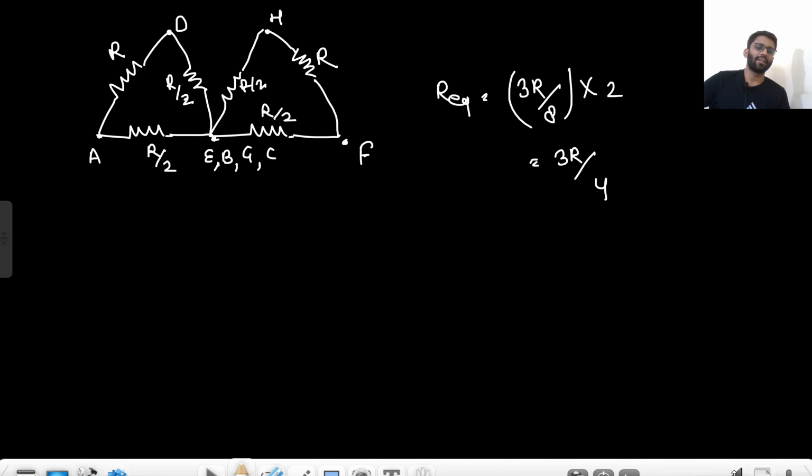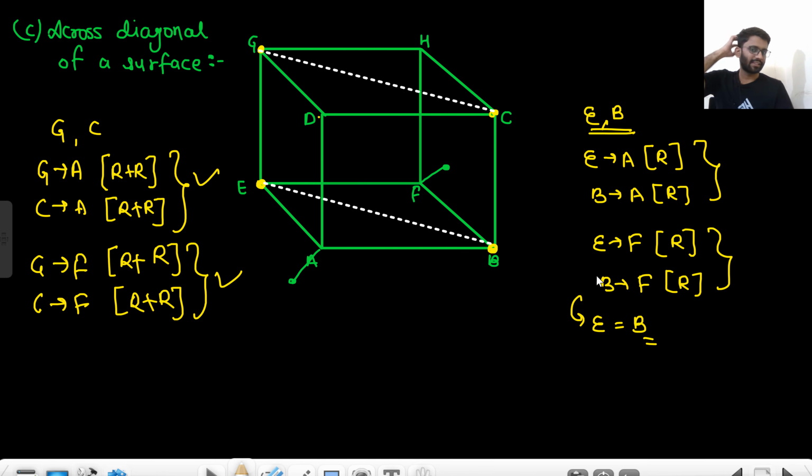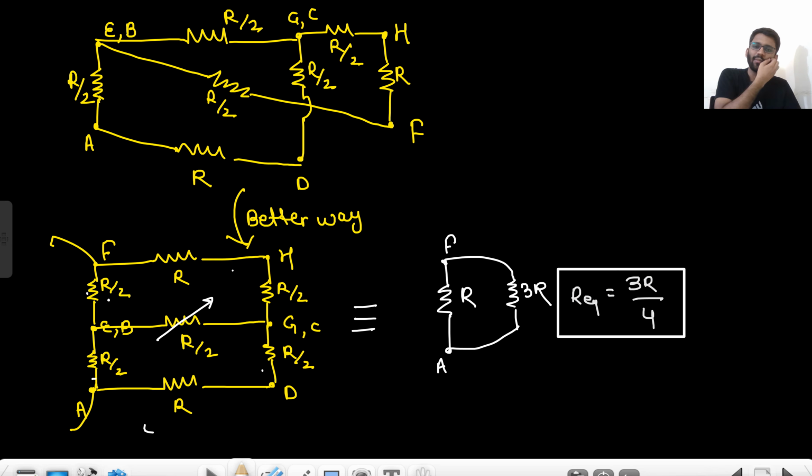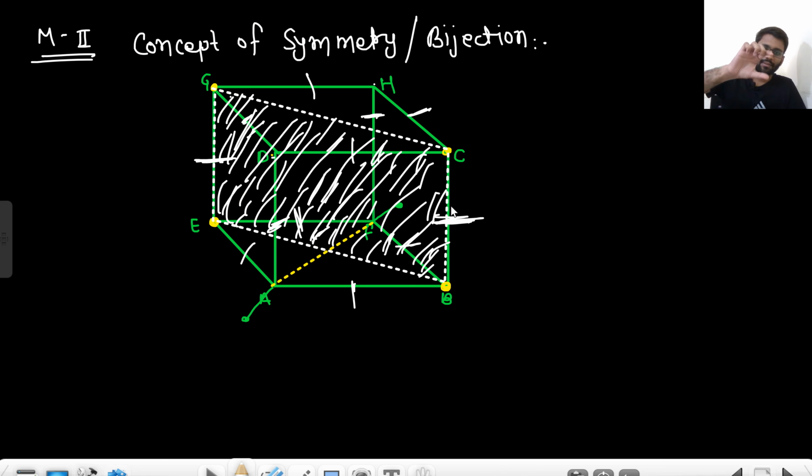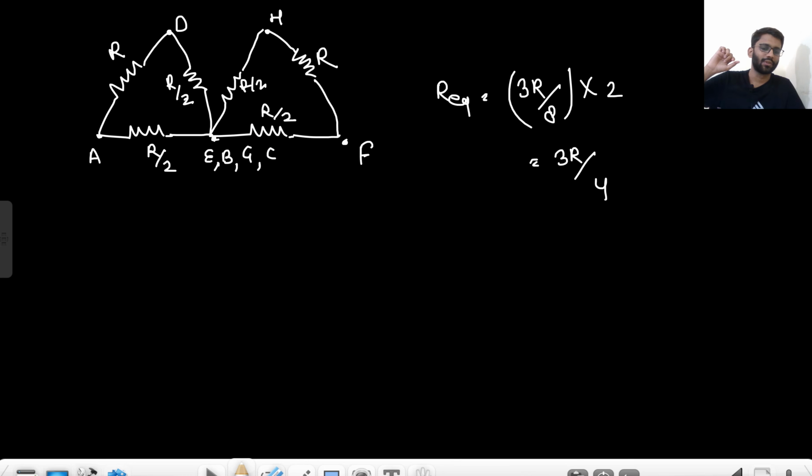Actually, this one is simpler than this, or you can solve it by this method as well. But here two branches are less, because the branch between C and B is gone, and the branch between E and G is also gone. So this becomes a problem of fewer branches only. And here you can easily see that 3R by 2 parallel with R by 2 will give me 3R by 8. And a similar thing is happening on this side. So 3R by 8 into 2, so 3R by 4. So that is my final resistance.